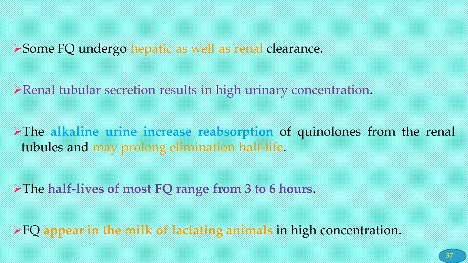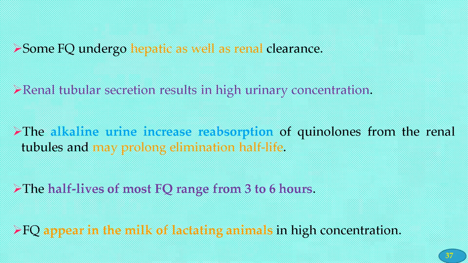So it appears in the milk of lactating animals, and it has both advantage and disadvantage. The advantage is that it is a very effective drug in the treatment of mastitis. The disadvantage is that the milk becomes unfit for consumption.